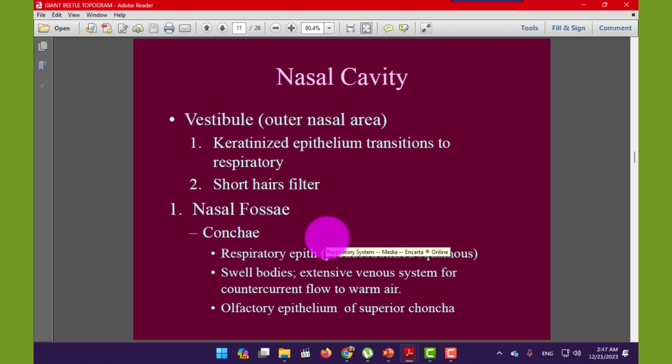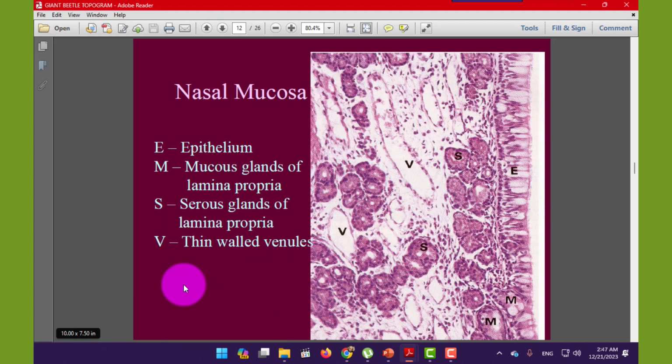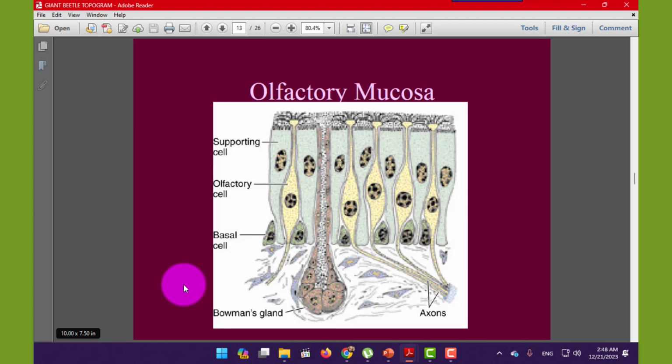Nasal cavity: vestibule, outer nasal area, keratinized epithelium, transition to the respiratory, short hair filter. Nasal fossa: respiratory epithelium, swell bodies, countercurrent flow to warm air, olfactory epithelium. Nasal mucosa epithelium, mucous gland of lamina propria, serous gland of lamina propria, thin-walled granules, olfactory mucosa.